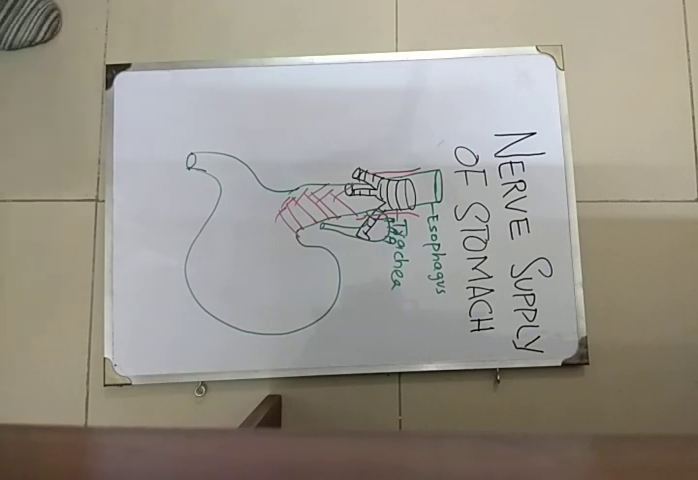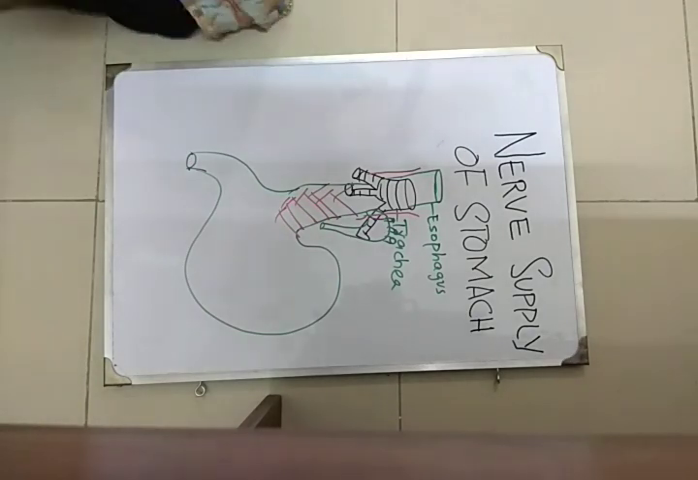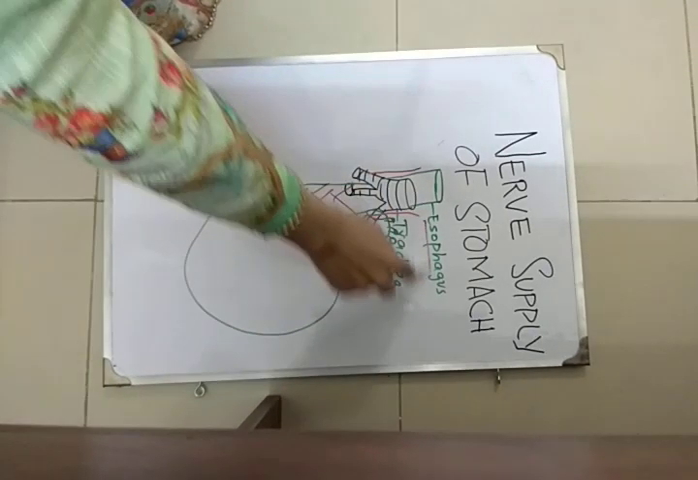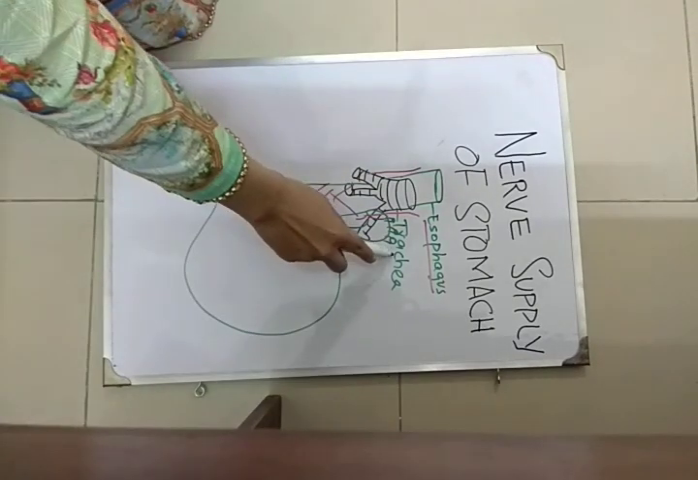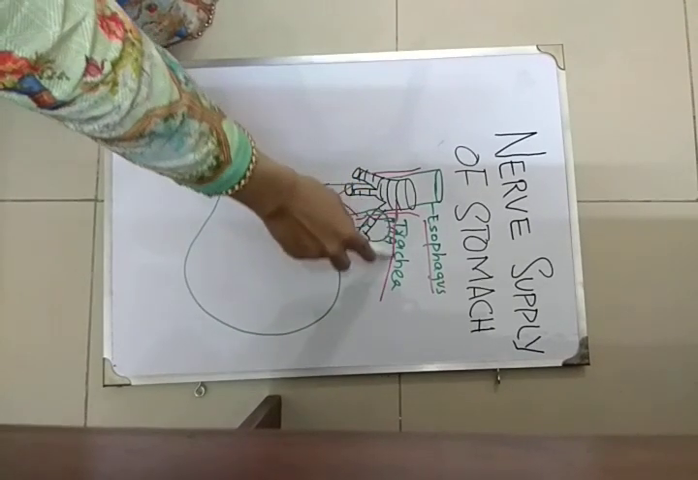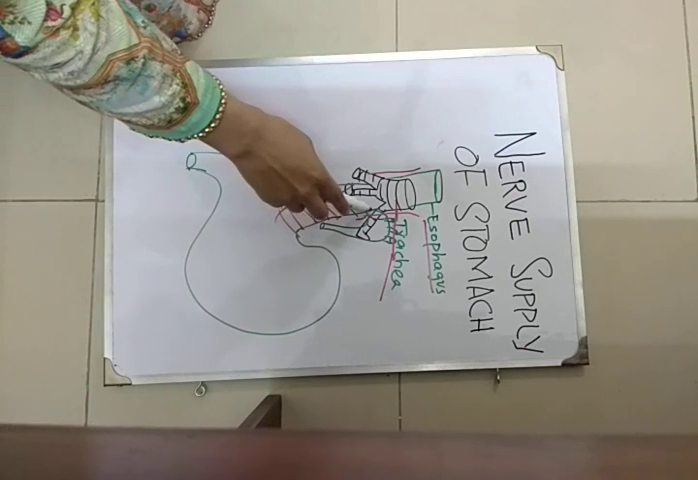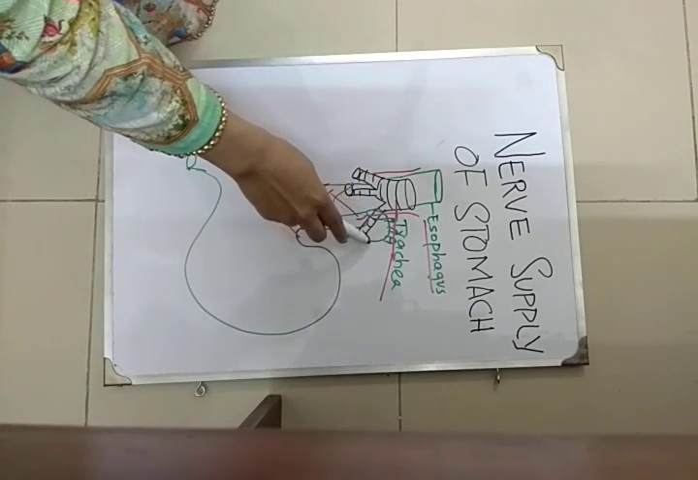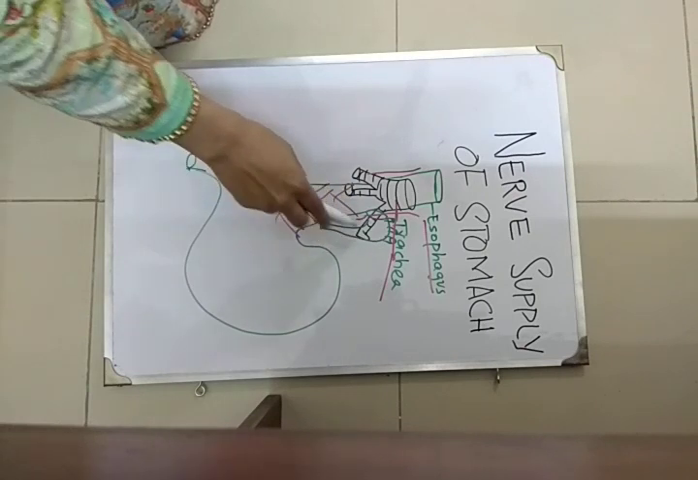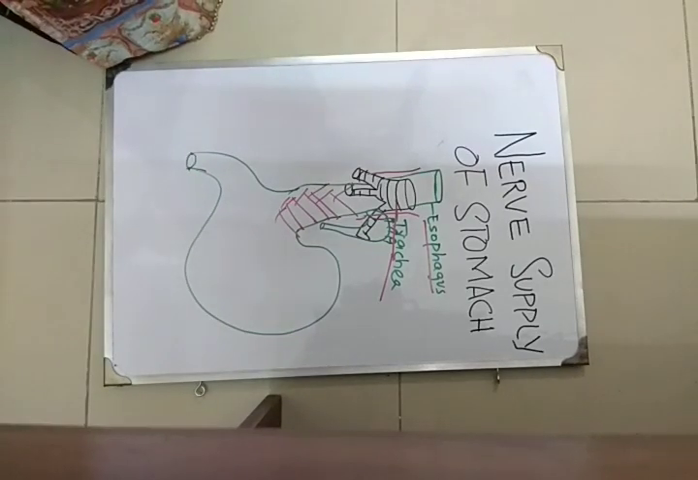So this is a diagram. As you can see, this is the esophagus, this is the trachea, this is the aorta, the descending aorta, and this is the abdominal aorta.